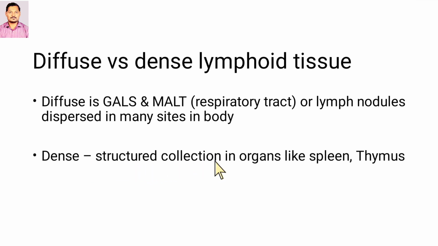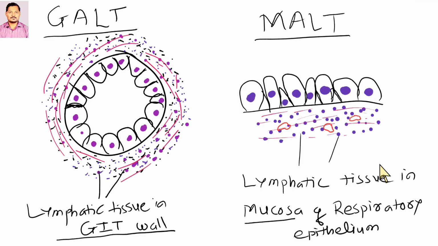They are structured collections in organs. They are very densely arranged and they have a capsule or a particular kind of support of a few fibers, like the spleen or thymus. These are just examples of what is a diffuse and what is a dense lymphoid tissue.